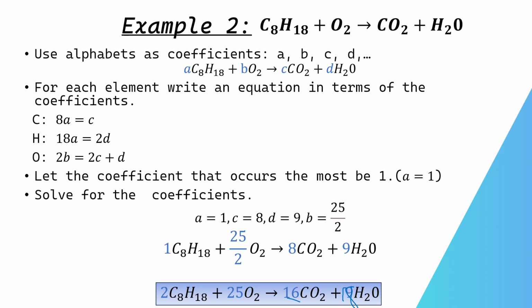So here we have a balanced chemical equation. 2C8H18 plus 25O2 going into 16CO2 plus 18H2O. Good.